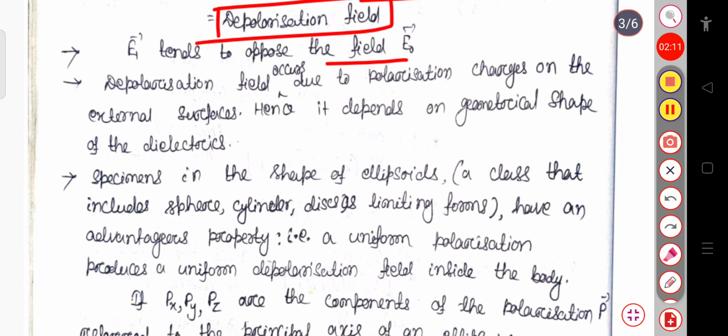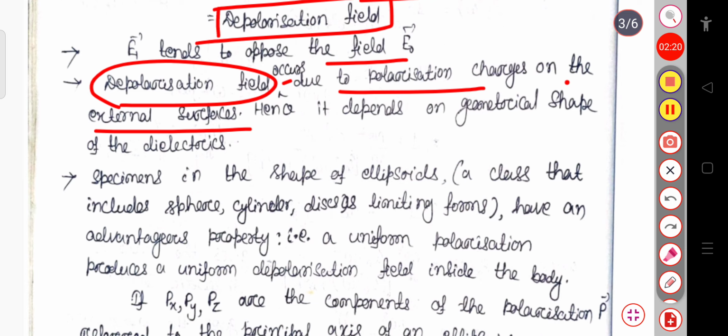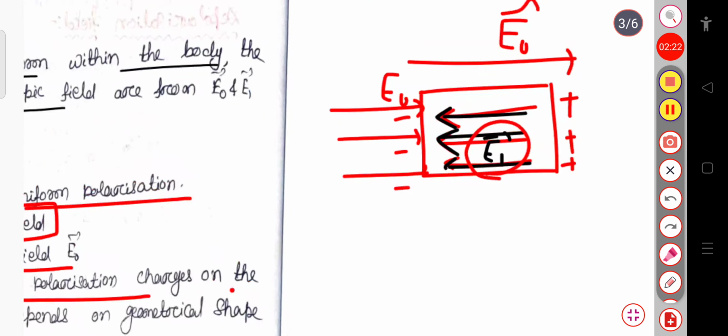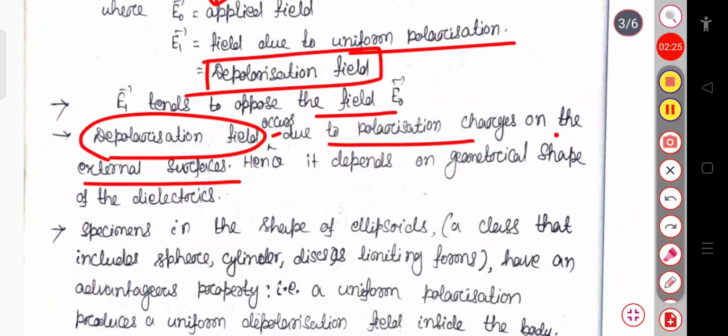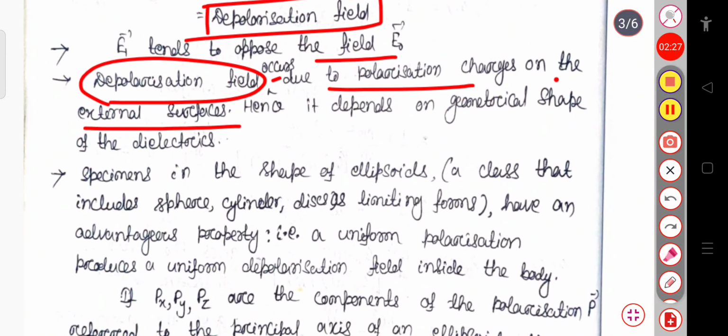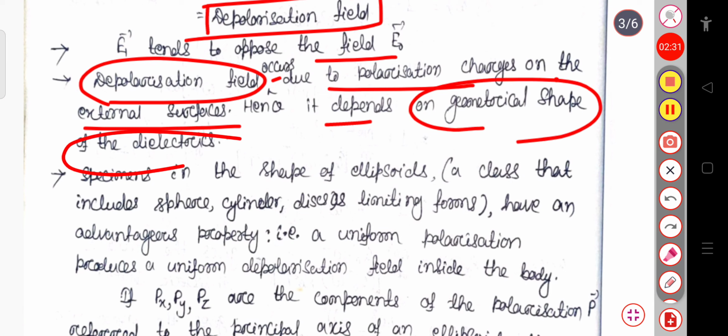The depolarization field occurs due to the polarization charges on the external surfaces. Hence it depends on the geometrical shape of the dielectrics. I will discuss briefly how it depends on the geometrical shape. So the depolarization field depends on the geometrical shape of the dielectrics.